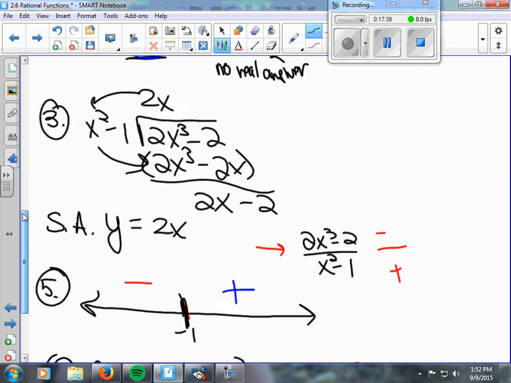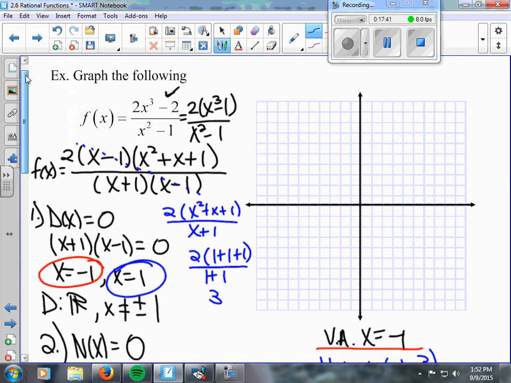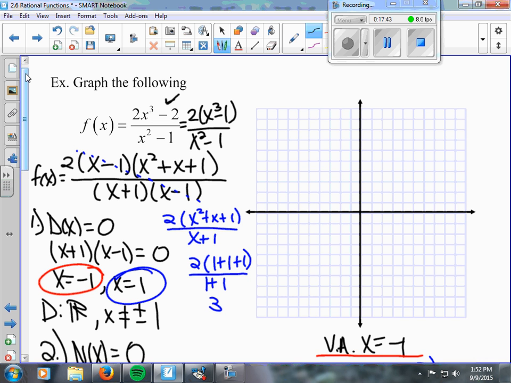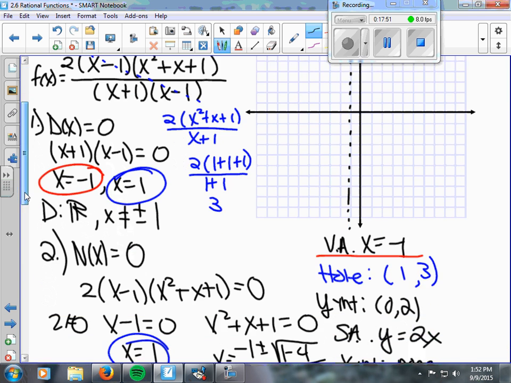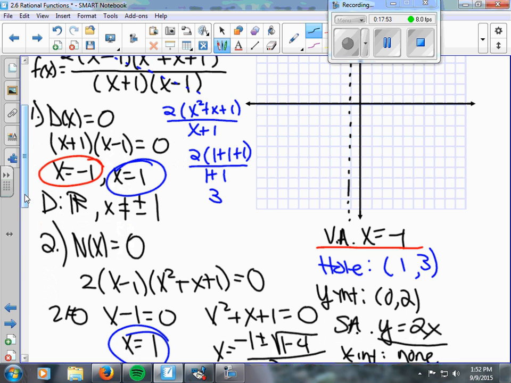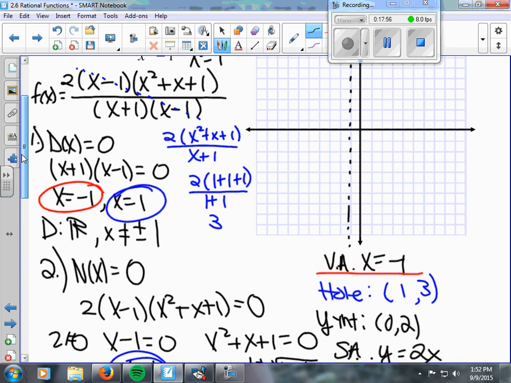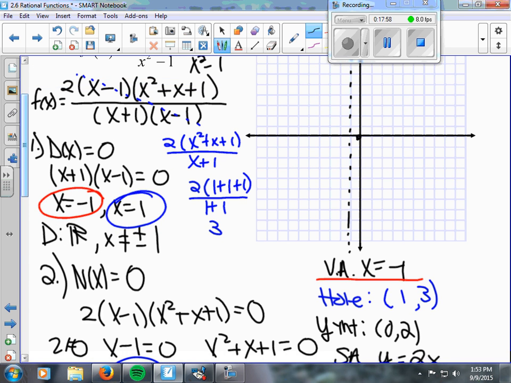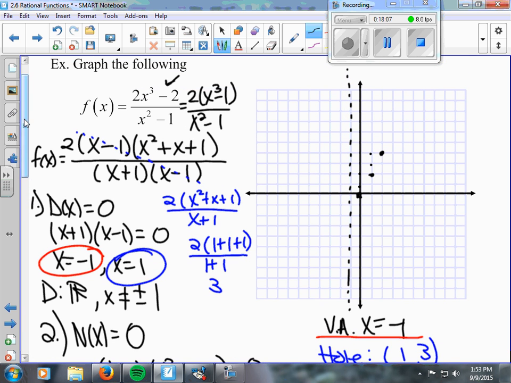All right, so let's graph it. Here's my graphing. We're going to put in the asymptotes first. I have a vertical asymptote at -1. I have a slant asymptote at y equals 2x. You have to be able to graph this line. So y equals 2x has a y-intercept of 0 and a slope of 2. So up 2 over 1. Up 2 over 1. Now, this is a dotted line. It's a slant asymptote.